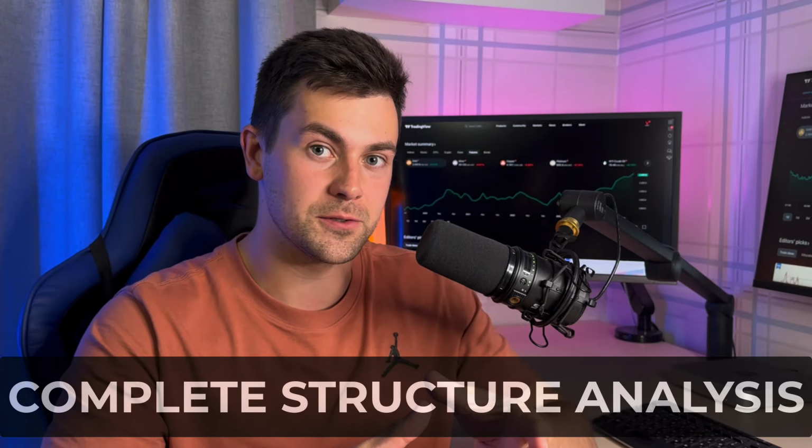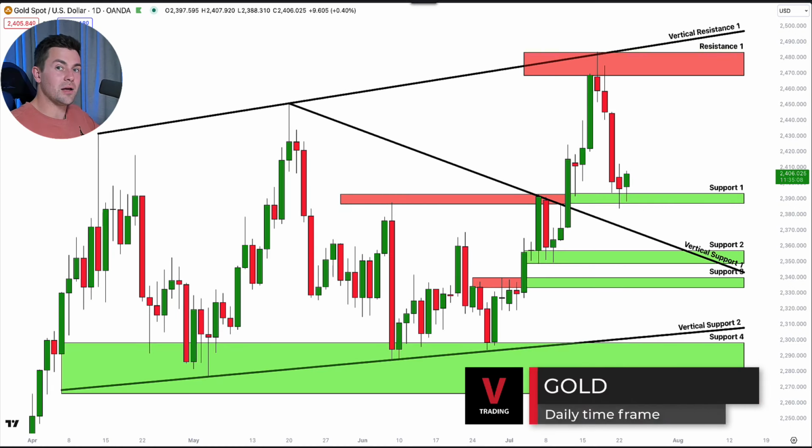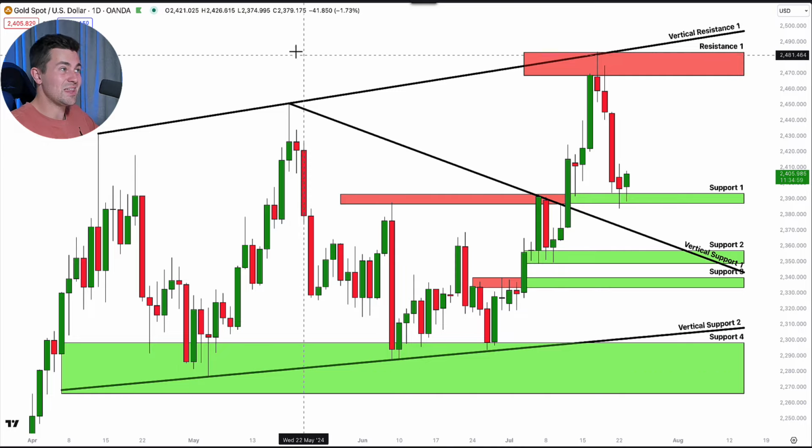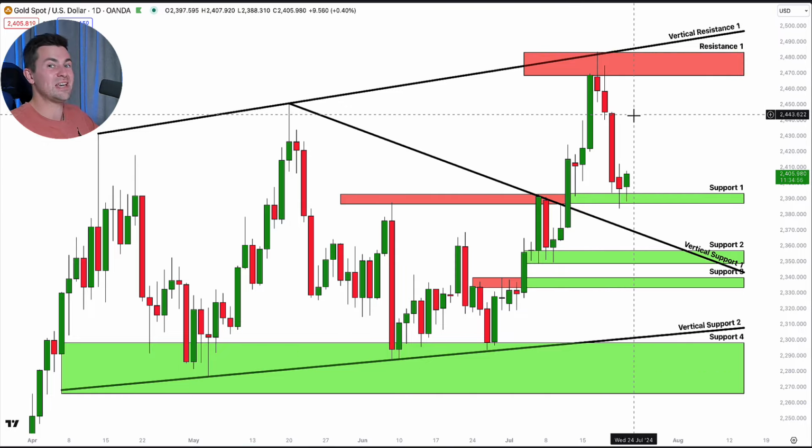In order to identify supply and demand zones on the gold chart, the first thing you should do is execute a complete structure analysis on the gold chart. You should identify key horizontal and vertical structures. We are on the gold chart on a daily time frame, and here is how a complete structure analysis should look like. You can see that here I identified major vertical structures, the trend lines. I identified horizontal structures, key horizontal supports and resistances.